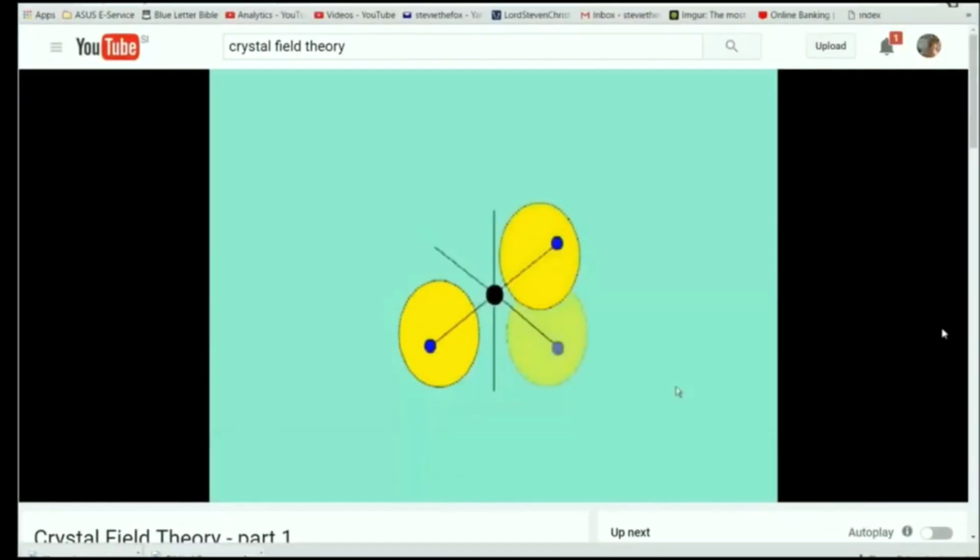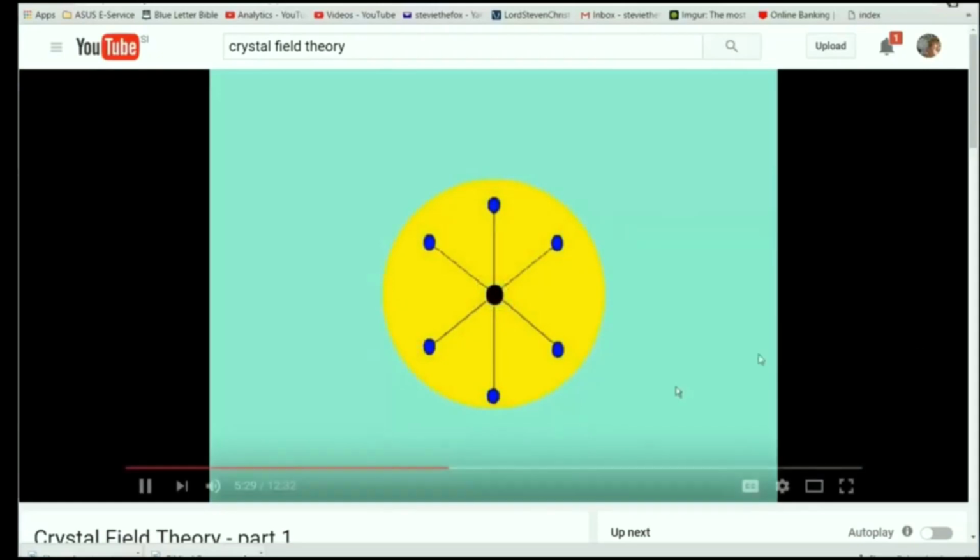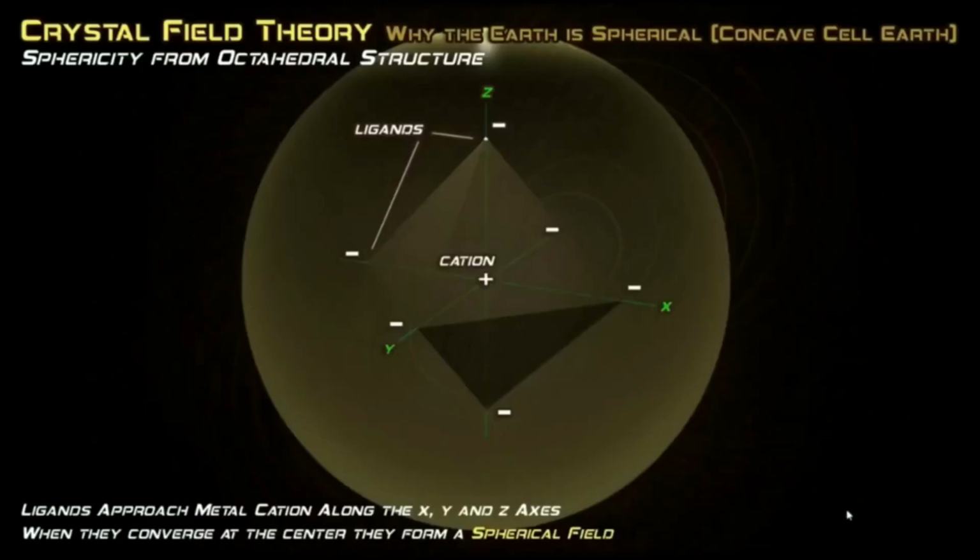But when they all come together around a metal cation, they effectively form a spherical field around the metal. So there you go. They form a spherical field around the metal, around the central cation. So that's a really good indication that the spheres are formulated from the octahedron, the foundations of the Earth, as I mentioned before. Once you have your foundations of the Earth correctly understood, everything else is built upon it properly. And then you understand you're living inside the cellular concave Earth.